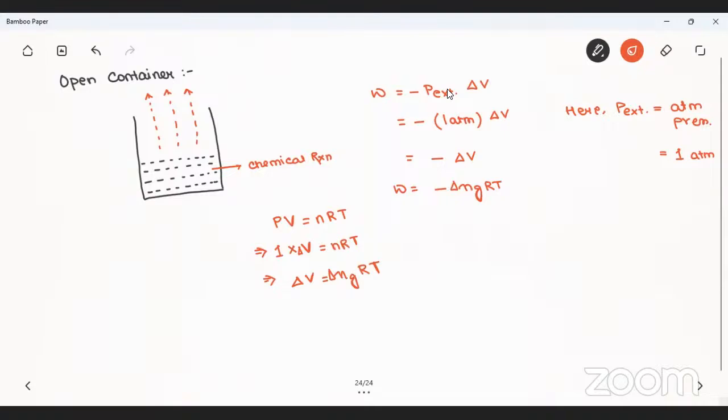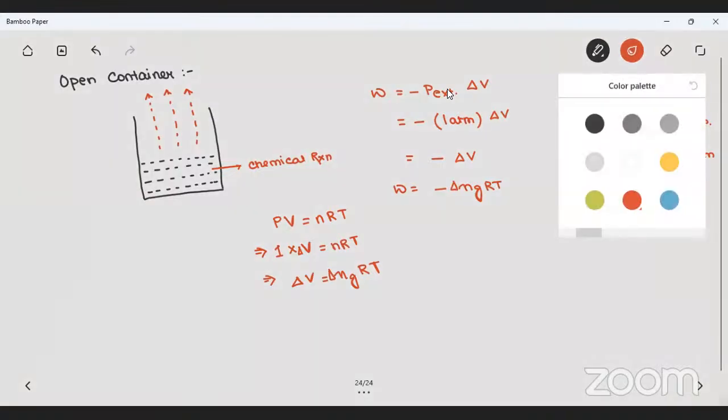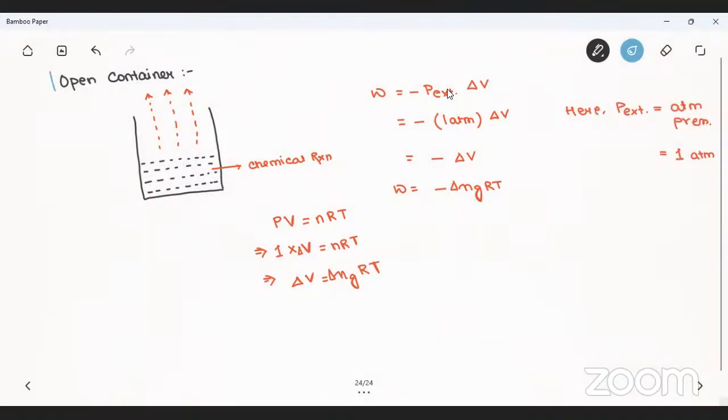Is this part clear? So for an open container, what is the formula for work done? For an open container, this is our work done. Is this part clear? Yes, ma'am.